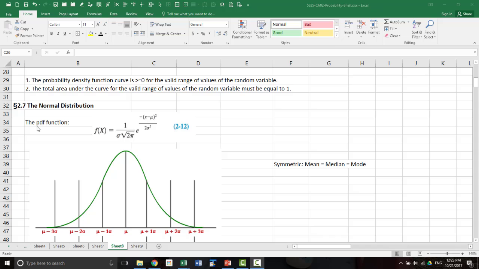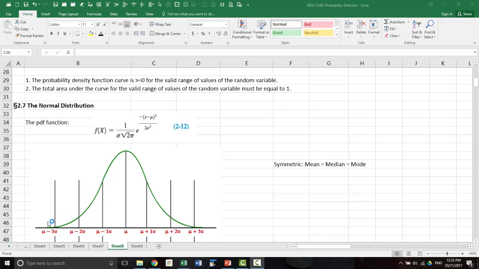The probability density function for the normal distribution is this, and the possible range of values for x is minus infinity to plus infinity, so the entire number line. If you insert various values for x and plot f of x on the y-axis, this is the curve that you will see, the normal distribution curve.